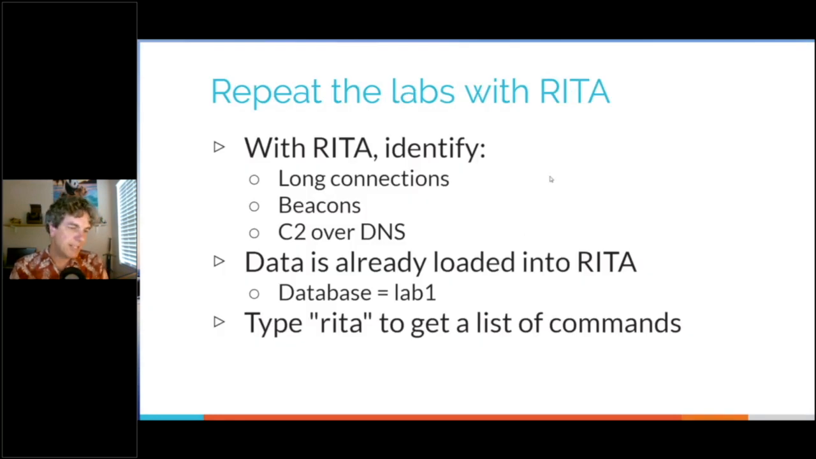Okay, last lab. With this lab, we're going to look at all the same data, but we're going to do it using RITA. The database is named Lab 1, and I've already preloaded that database into RITA to make life a little easier for you. We've looked for long connections, beacons, and command and control within DNS. We want to look for all three of those things again, but is it easier to do with RITA? If you type in the word RITA at the command line, you'll get a list of commands.